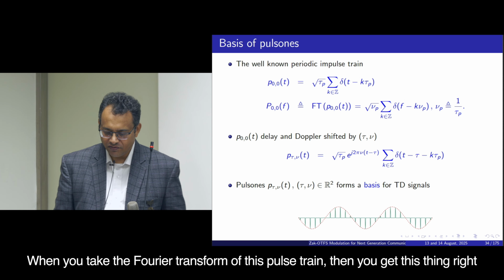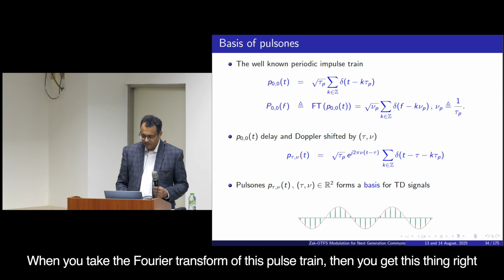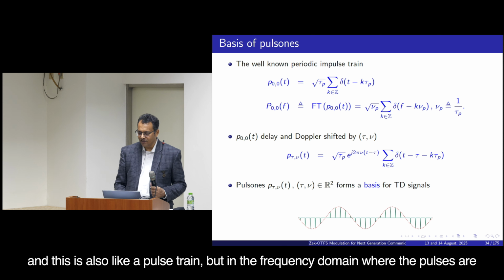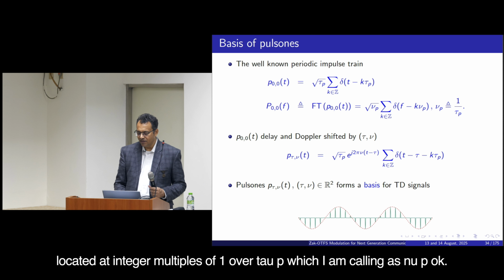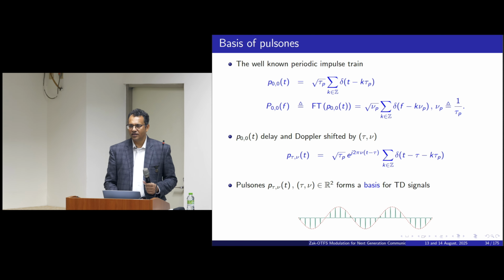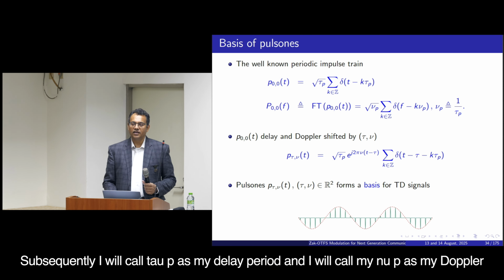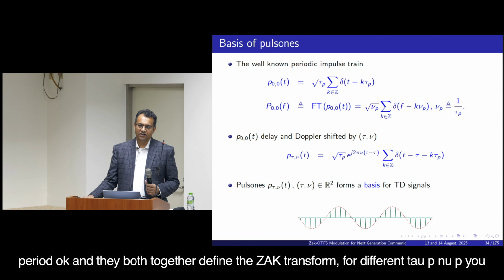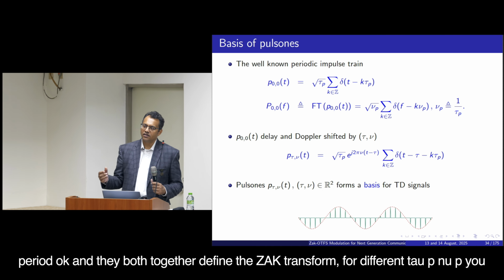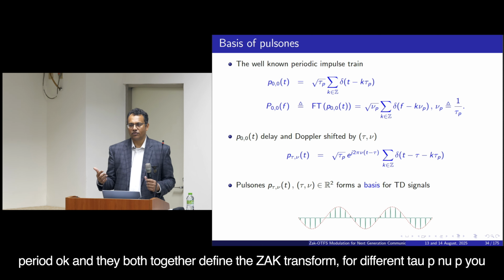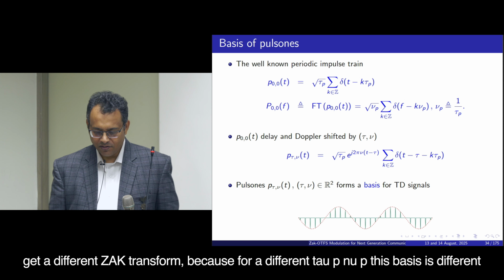When you take the Fourier transform of this pulse train, then you get this thing, right, and this is also like a pulse train but in the frequency domain, where the pulses are located at integer multiples of 1 over tau p, which I am calling as nu p. Okay. Subsequently, I will call tau p as my delay period, and I will call my nu p as my Doppler period. Okay. And they both together define the Zak transform. For different tau p nu p, you get a different Zak transform, because for a different tau p nu p, this basis is different. That's why.